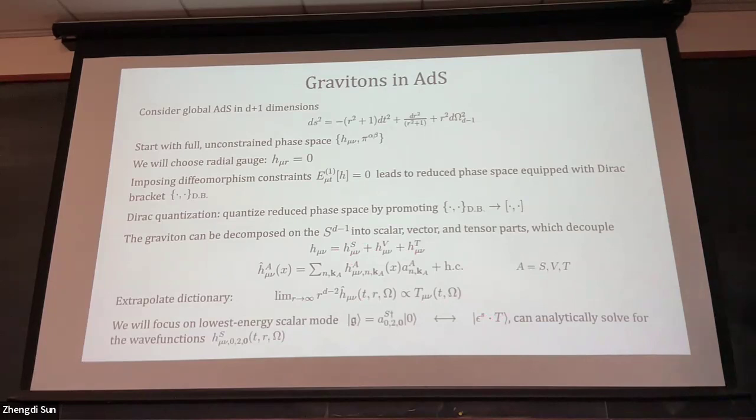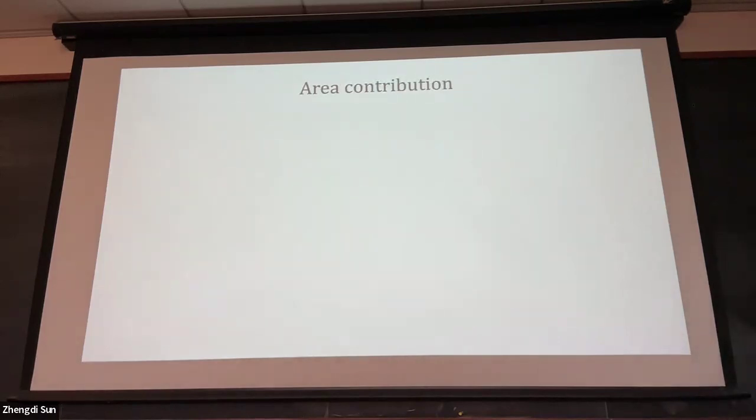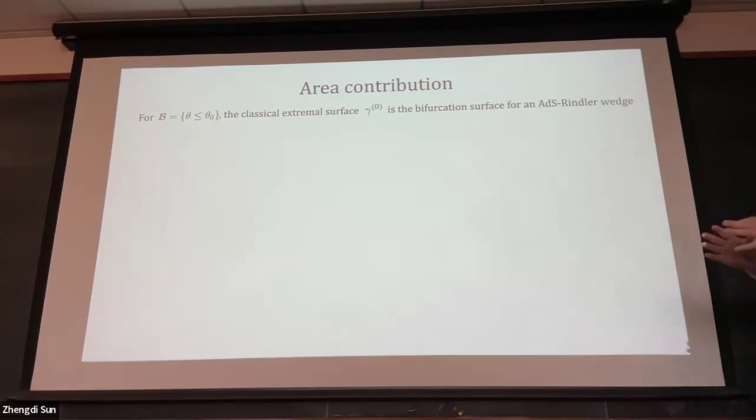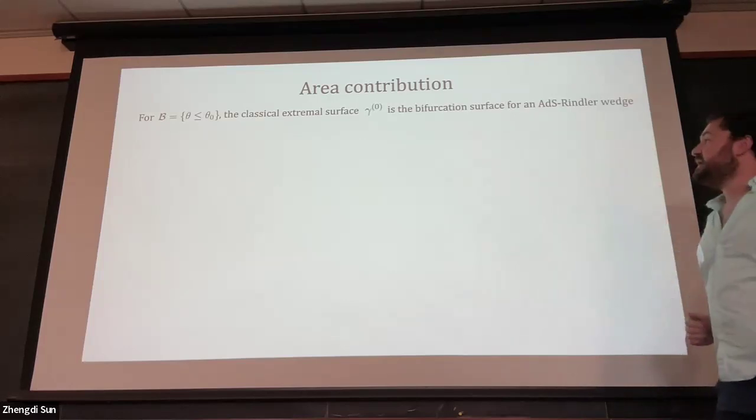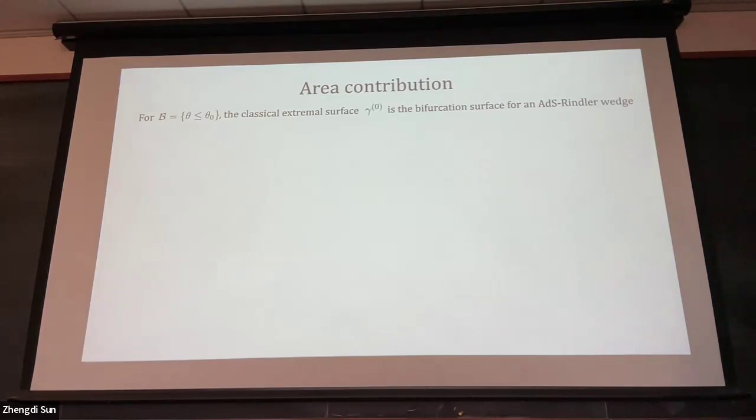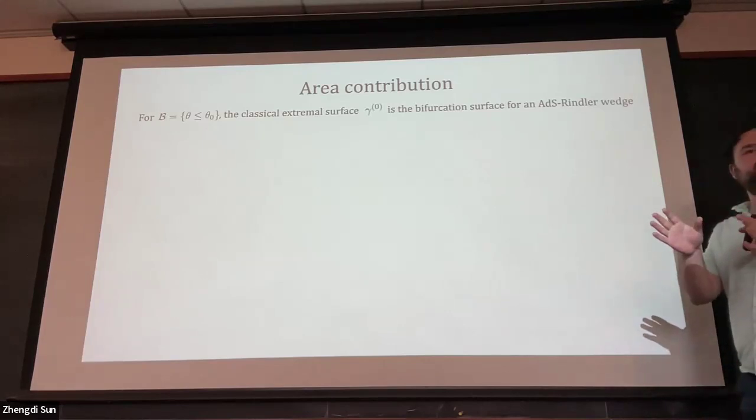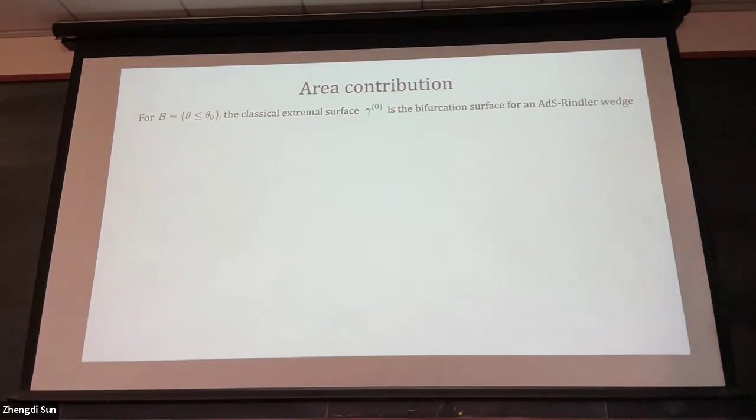And it turns out you can actually analytically solve for this gravitational wave, this lowest energy gravitational wave, which is kind of remarkable, but it's actually possible in this gauge. Good, so now you have the state you want, and you have its wave function. Now you can just go solve for the area contribution. So we had this boundary subregion B, which was some polar cap. And the classical extremal surface there will just be the bifurcation surface for a Rindler wedge in AdS. So gamma 0 is just the bifurcation surface.